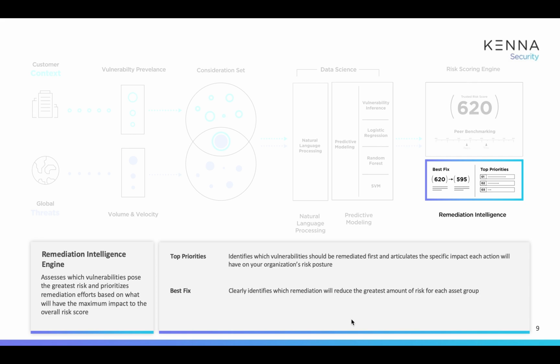And then finally, the remediation intelligence engine determines which vulnerabilities pose the greatest risk to the organization and whose remediation will have the maximum impact on risk score reduction. It then clearly identifies which vulnerabilities should be remediated first and articulates the specific impact each action will have on your organization's risk posture. This way, your security teams will know with certainty which specific remediation actions will reduce the greatest amount of risk for each asset group, therefore maximizing the efficiency and the effectiveness of their efforts.